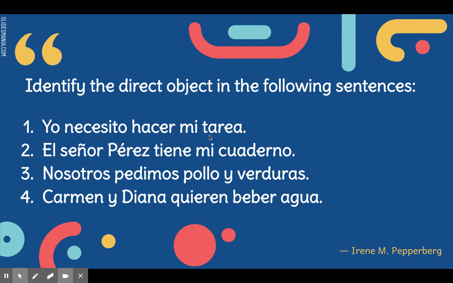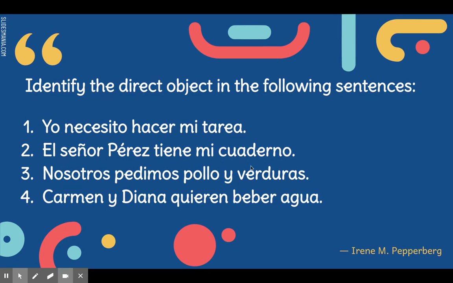Okay, la tarea. Number 2, el señor Pérez tiene mi cuaderno. So Mr. Pérez, he has my notebook. I need to ask myself, subject is señor Pérez, the verb is tiene, and what is it that señor Pérez has?